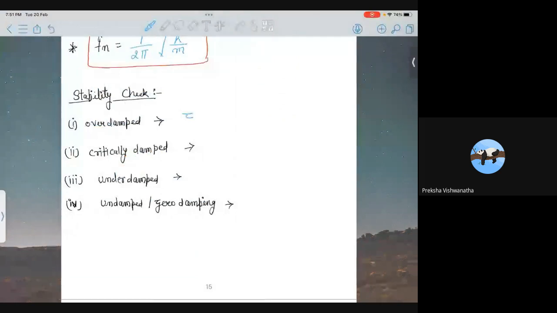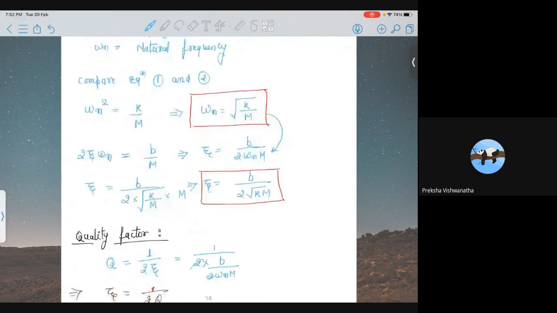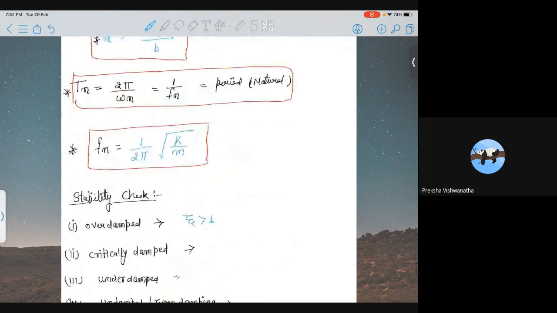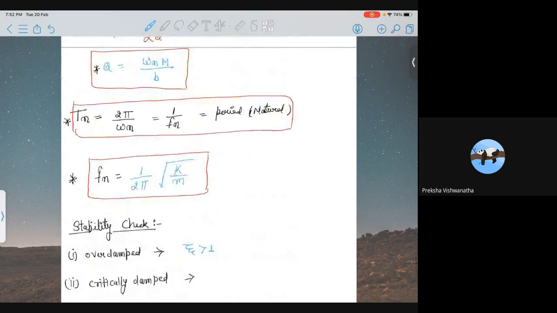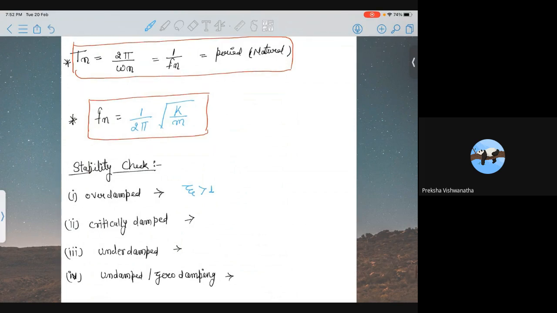If the value of zeta is greater than 1, then the system is called an overdamped system. So the procedure would be: first we'll calculate the value of zeta, and if the calculated value is greater than 1, then directly we can say that the system is an overdamped system. Now, for the critically damped system, if the calculated value of zeta is equal to 1, then we can say the system is critically damped.